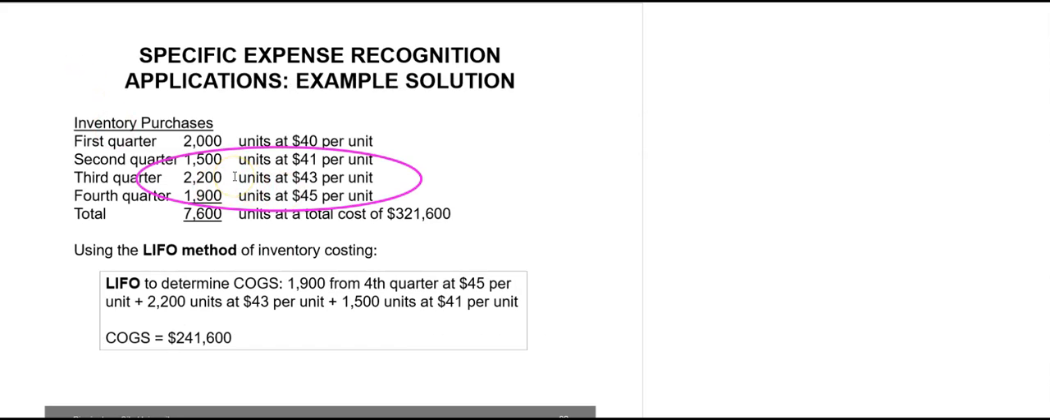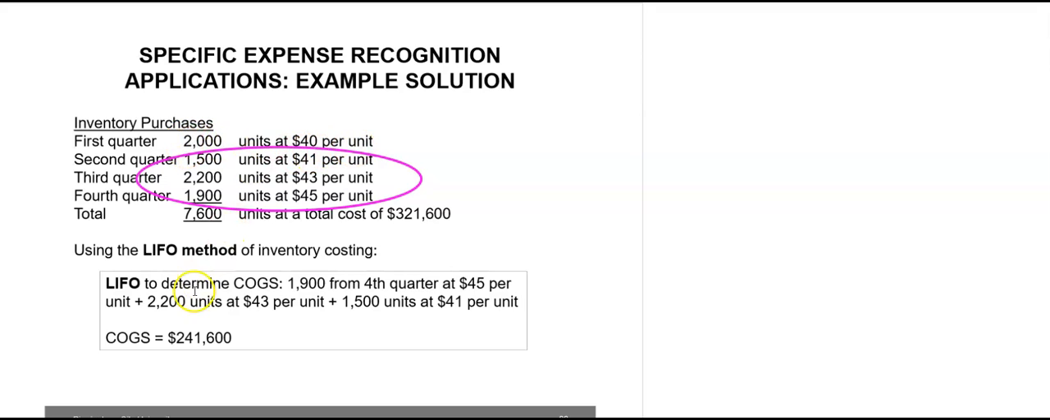In the 4th and final scenario, we have the same data set. However, this time we are going to use the LIFO method of inventory costing, and we know that LIFO is only allowed under US GAAP but not under IFRS. Under the LIFO method, units that are purchased last are assumed to be sold first. So we have the 5600 units calculated as the 1900 units in the 4th quarter at $45 per unit, 2200 units in the 3rd quarter at $43 per unit, and the 1500 units that were purchased in the 2nd quarter at $41 per unit. So we are left with the 2000 units in the 1st quarter at $40 per unit.